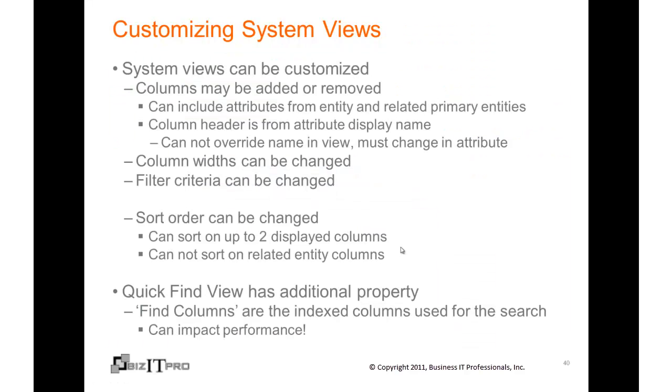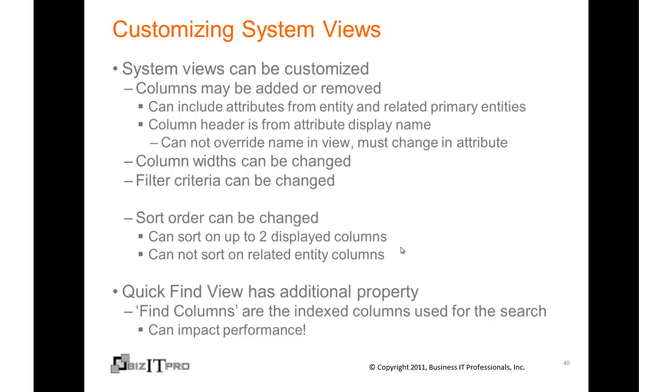Customizing system views. System views can be customized. Columns may be added or removed, and you can include attributes from the entity or related primary entities. The column header is from the attribute display name, and you cannot override the name within the view, but you can change the display name in the attribute if you need to make this change. Column widths can be changed, and filter criteria can also be changed. The sort order can be changed, and you can sort on up to 2 displayed columns. However, you cannot sort on attributes from the related entities, only attributes of the primary entity that the view is attached to.